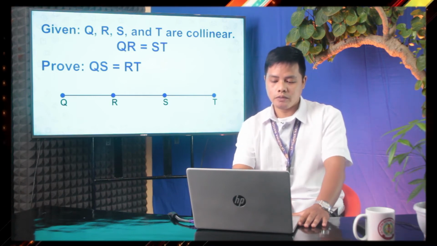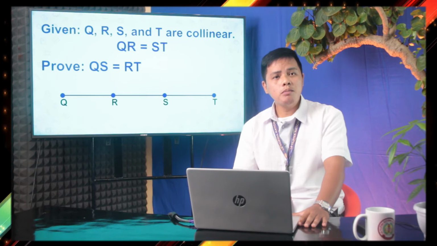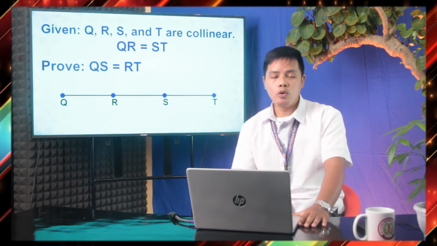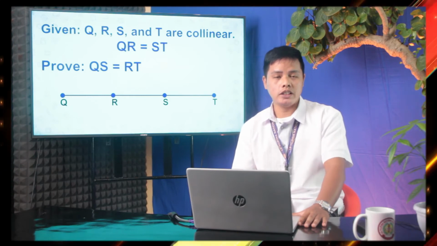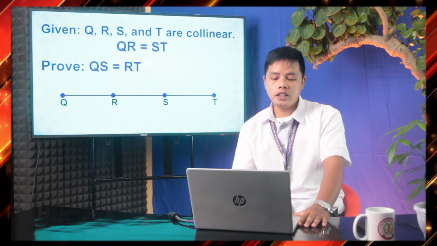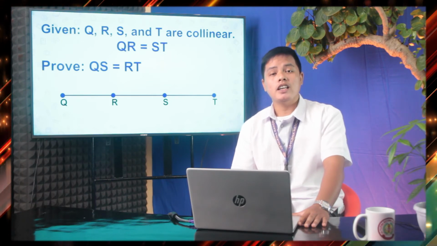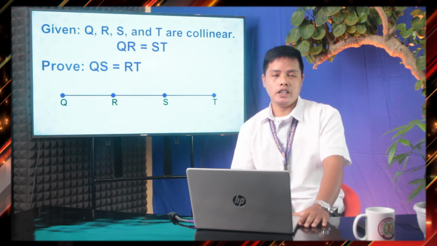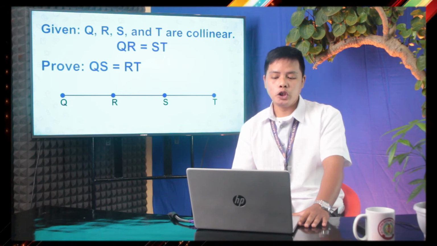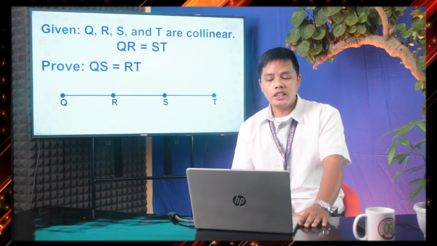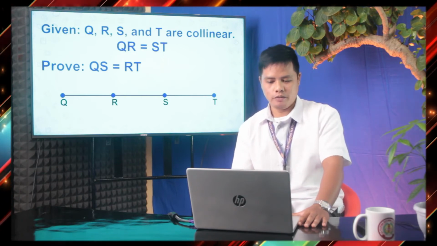What about this? Line segment QR plus line segment RS is equal to line segment QS, and line segment RS plus line segment ST is equal to line segment RT. It is the addition property of equality, or you can also call it the segment addition postulate.